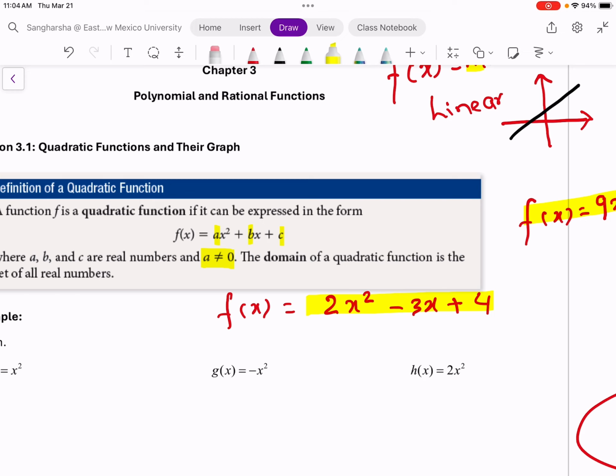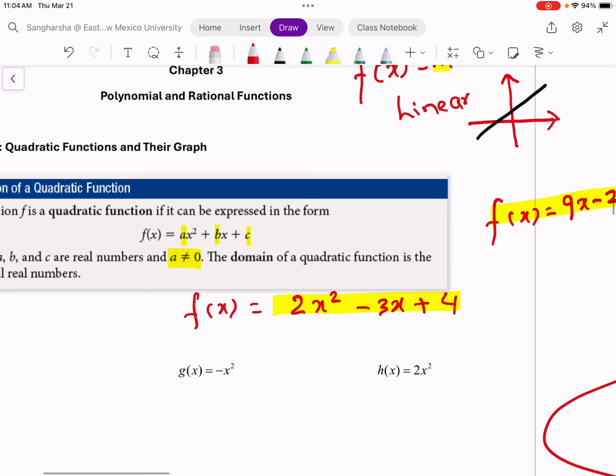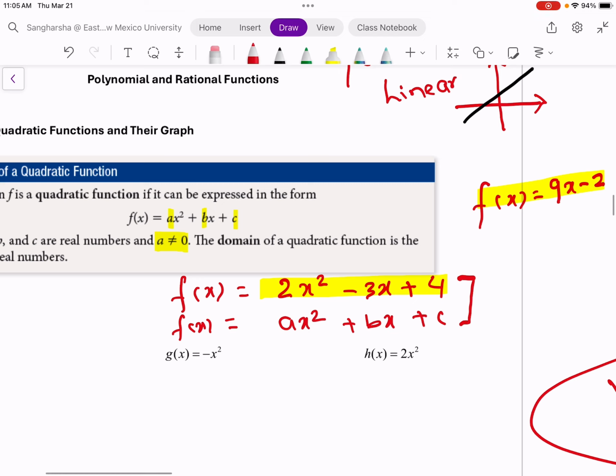So if we compare this function with our general function f of x equals ax squared plus bx plus c, what do we have for a? 2, right? Okay, a is 2. What do we have for b? Negative 3. And what do we have for c? 4, right? So a is the coefficient of the square term, the coefficient of the x term is b, and the constant is c.